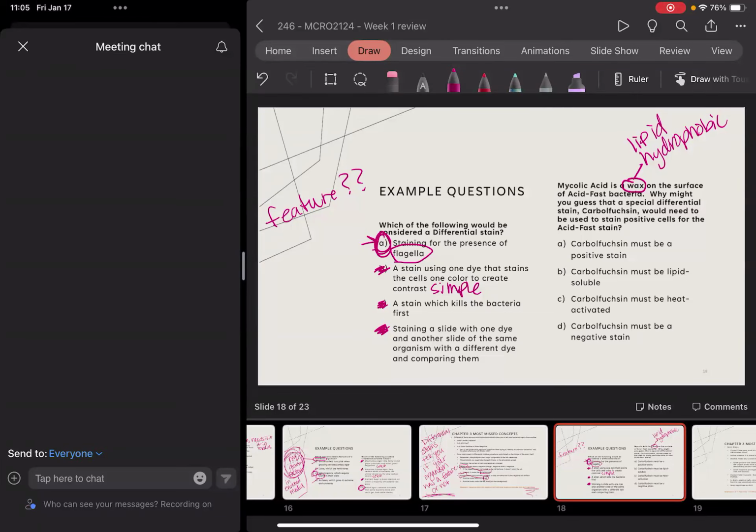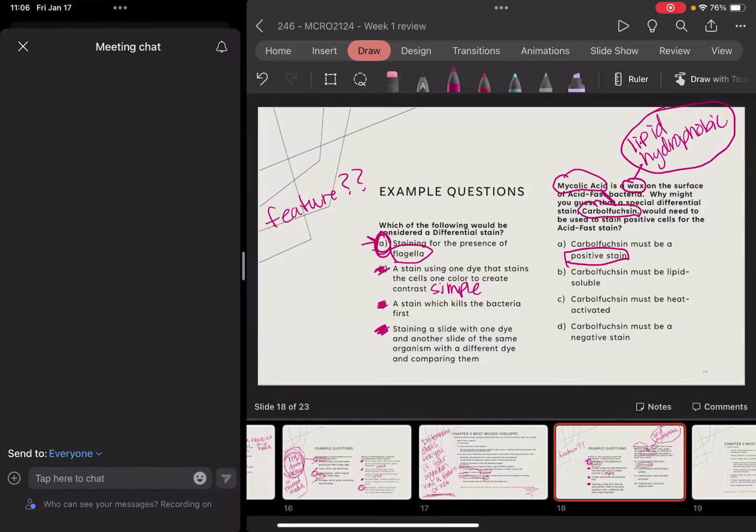So carbolfuchsin helps us stain mycolic acid. So we know mycolic acid is going to be stained by carbolfuchsin. That's what it's telling us. Acid-fast bacteria have mycolic acid. We stain it using carbolfuchsin. So carbolfuchsin, is it a positive stain? Is it lipid soluble? Is it heat activated? Or is it a negative stain? If we're staining lipids, positive stains have a charge, y'all.